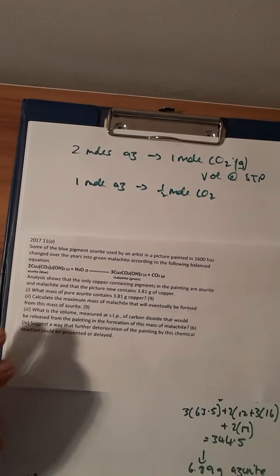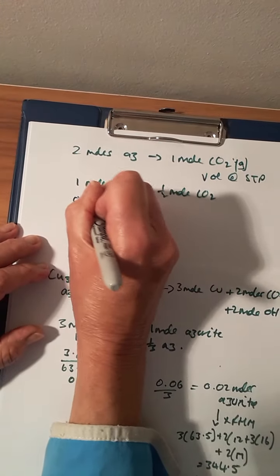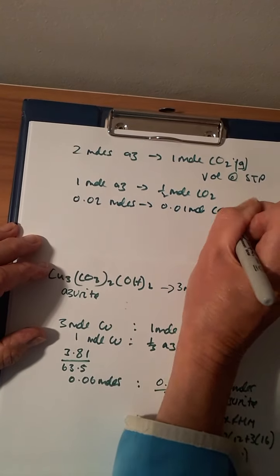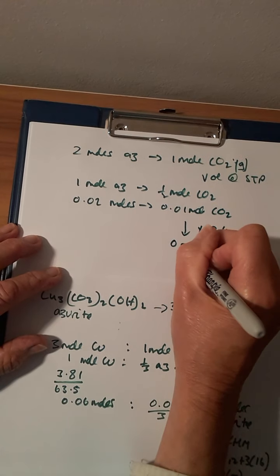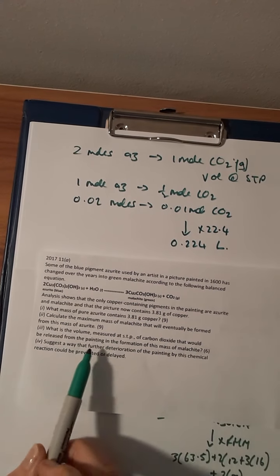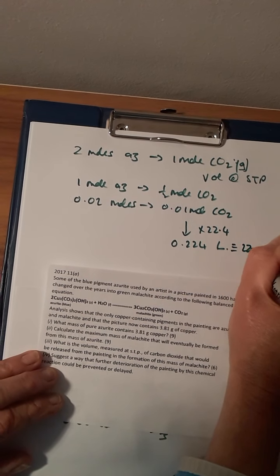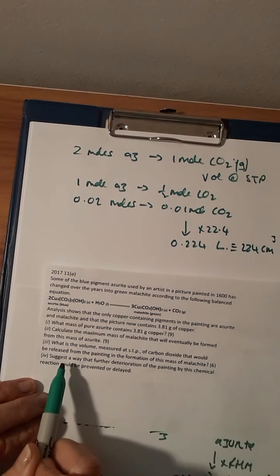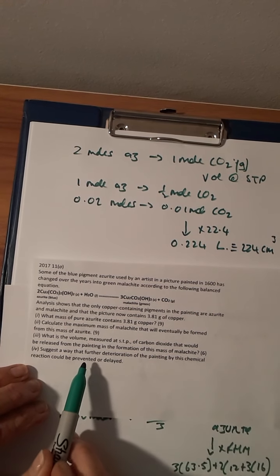I know I have 0.02 moles of azurite, so 0.02 moles of azurite will give me half of that, which is 0.01 moles of carbon dioxide. Now I'm going to convert that to volume by multiplying it by 22.4, and I'll get 0.224 litres. Be careful in case she wants it in terms of centimetres cubed or litres. She's not being specific here, so I can leave it as litres, or I could say it's 224 centimetres cubed, either or. And the last bit says, suggest a way that further deterioration of the painting by this chemical reaction could be prevented or delayed.